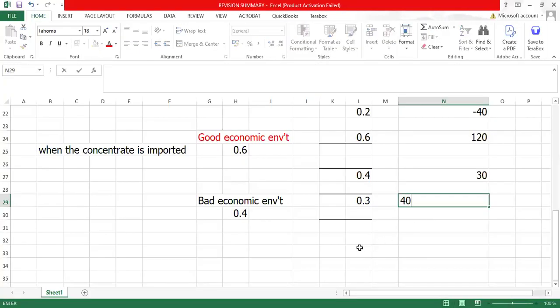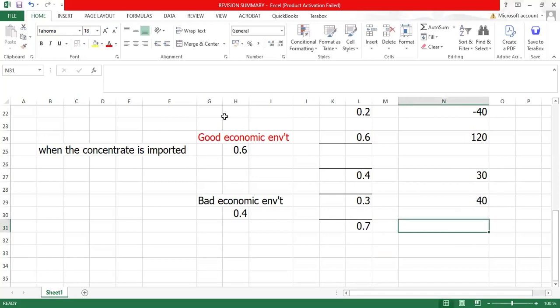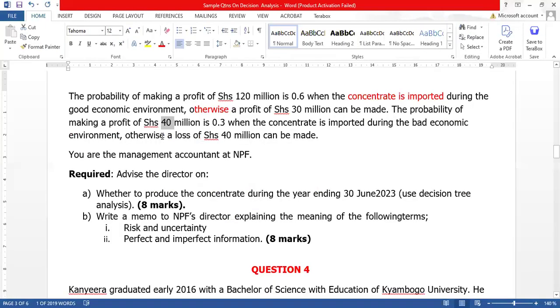Then what is the remaining percentage, or probability? 0.7. And here are you making a profit or a loss? A loss. When you import, they are telling us that otherwise a loss of 40 million can be made. It means that at a 0.7 chance you can make a loss of 40.